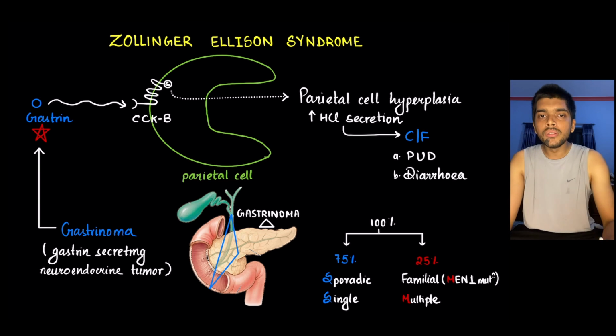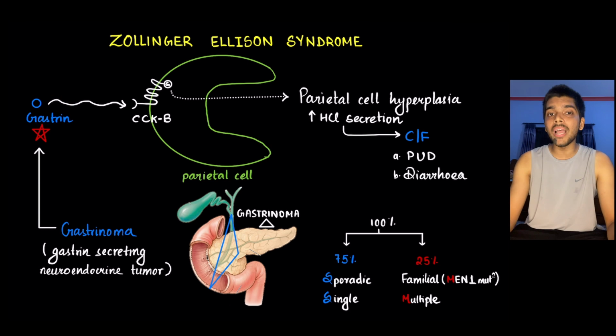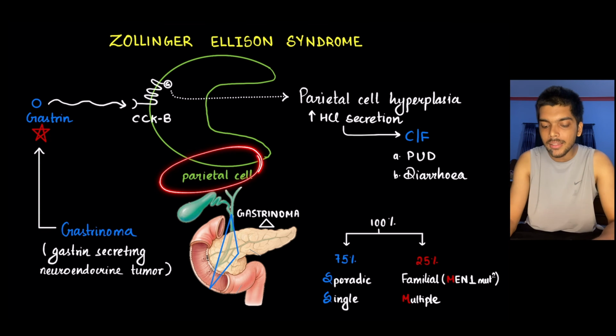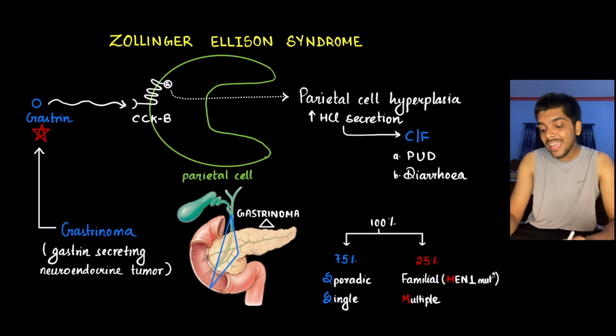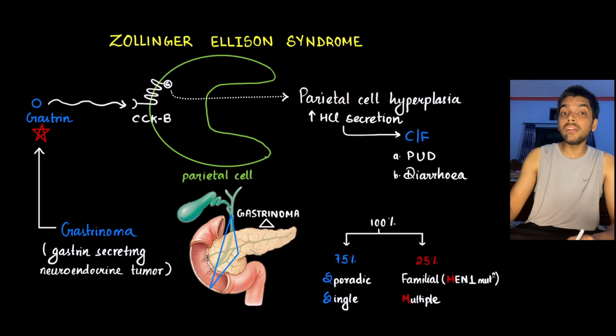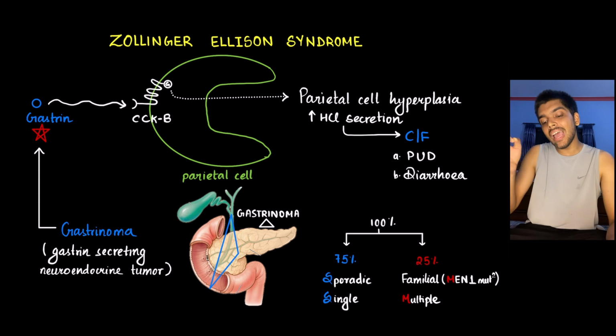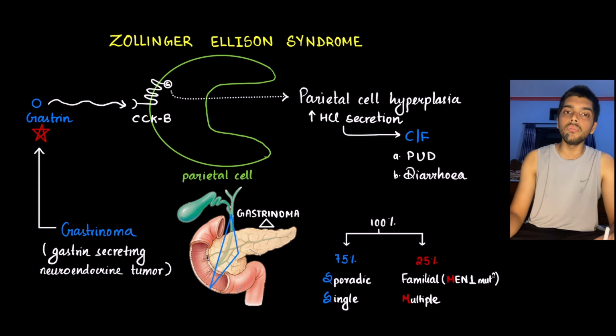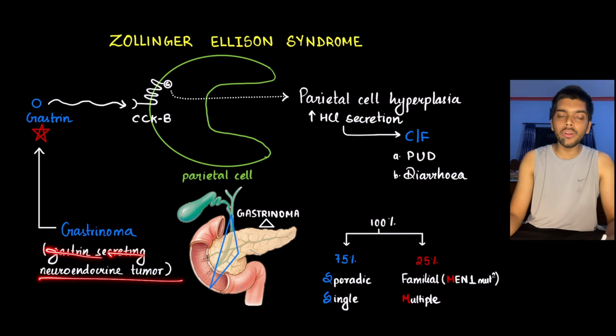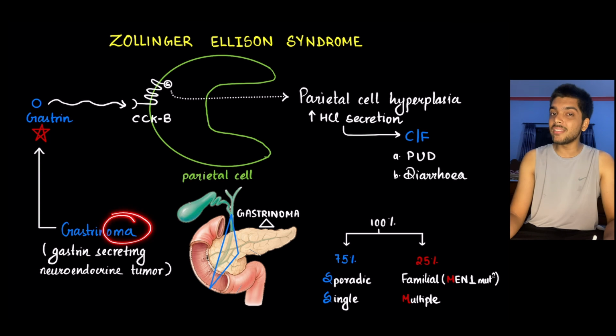One last revision. So what was the cause behind hyperplasia? Increment in which hormone? Gastrin hormone, which led to hyperplasia of which epithelial cell lining the wall of the stomach? Parietal cell. As a result, there was increased HCl secretion, which led to clinical features like peptic ulcer disease and diarrhea. The reason behind the abnormally increased amount of gastrin was the tumor gastrinoma, which is a gastrin-secreting neuroendocrine tumor. Even though it has oma at the end, is it benign or malignant? 90% of the time it is malignant.